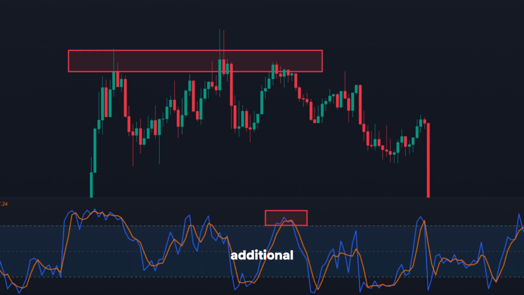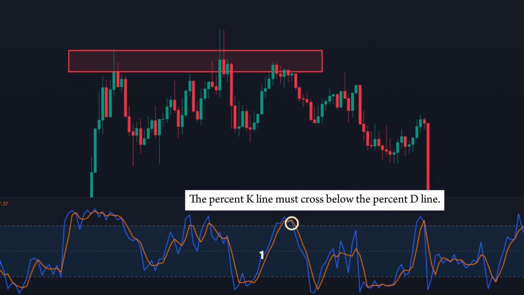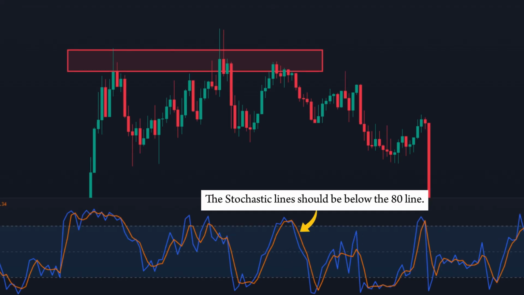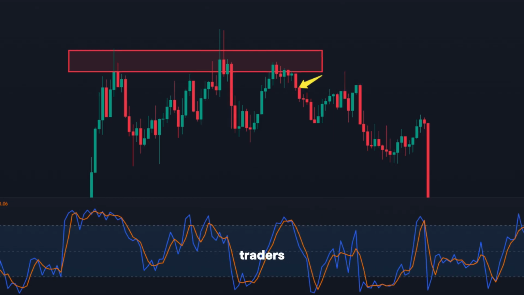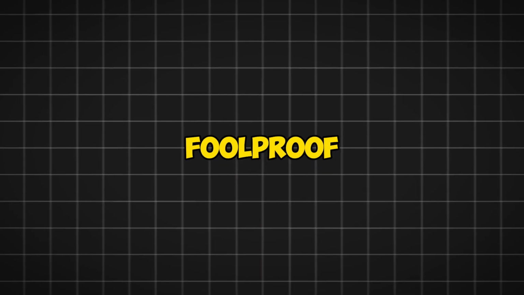However, additional confirmations are needed. 1. The %K line must cross below the %D line. 2. The stochastic lines should be below the 80 line. After these bearish confirmations, traders can consider opening a short position. Remember, using a stop loss is crucial because no trading strategy or indicator is foolproof.